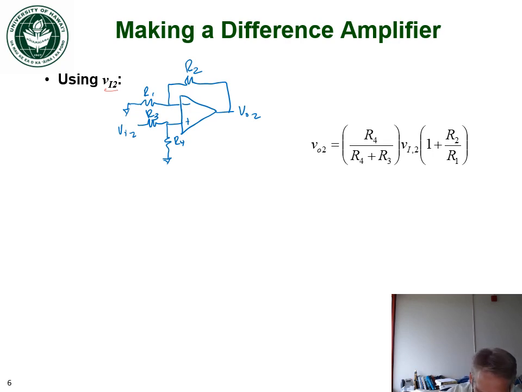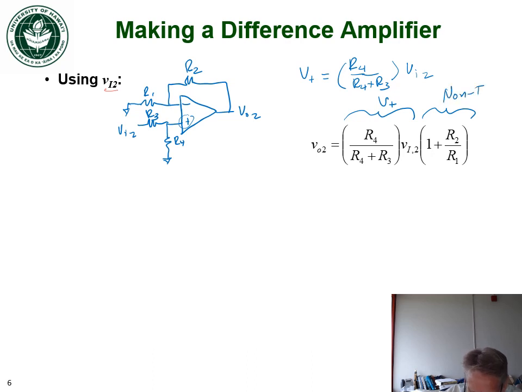Well, how did we get that? First thing we need to figure out is what V plus is. If we can figure out V plus, we can treat this like a non-inverting amplifier. So V plus, in this case, is a resistive divider between R4 and R3. So V plus is just R4 over R4 plus R3 times VI2. So this portion right here is just V plus, and then that gets multiplied by the non-inverting gain of 1 plus R2 over R1.